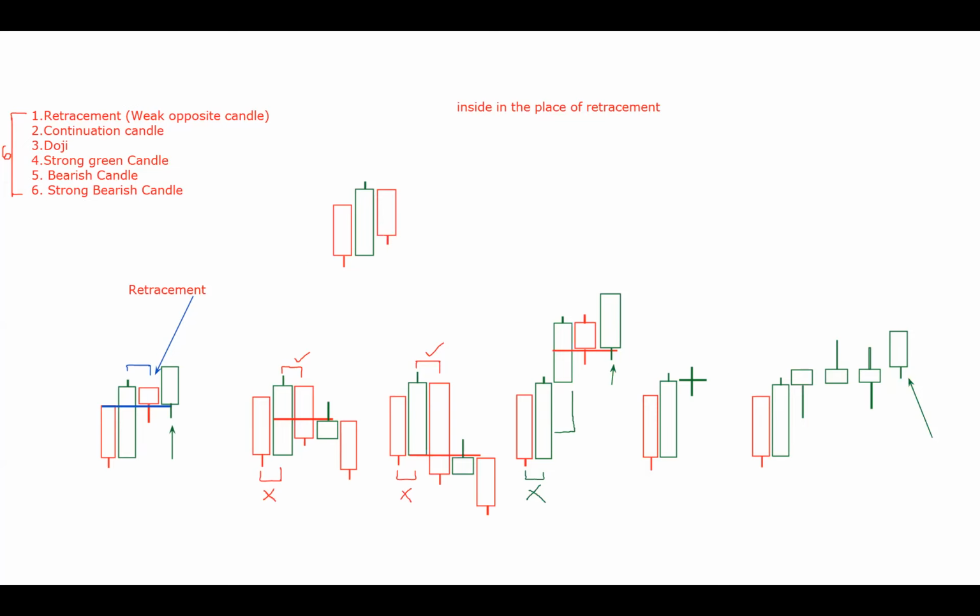Now, which pattern will we follow? The engulfing, or the dark cloud cover? Dark cloud cover. Okay, so we are following the dark cloud cover.